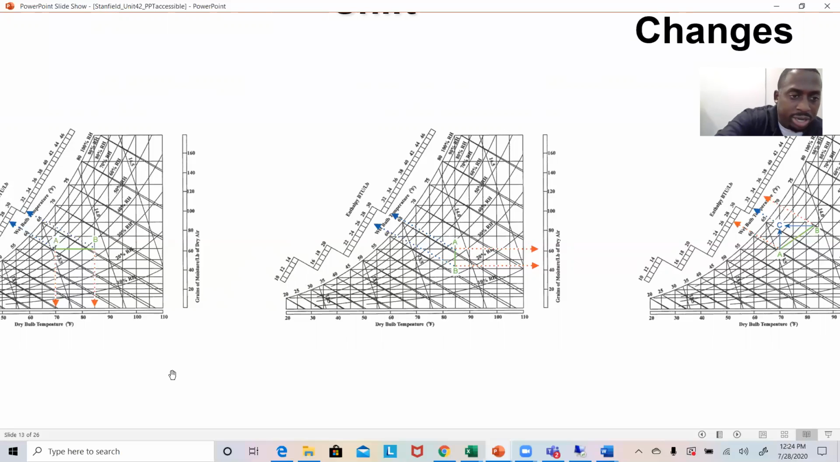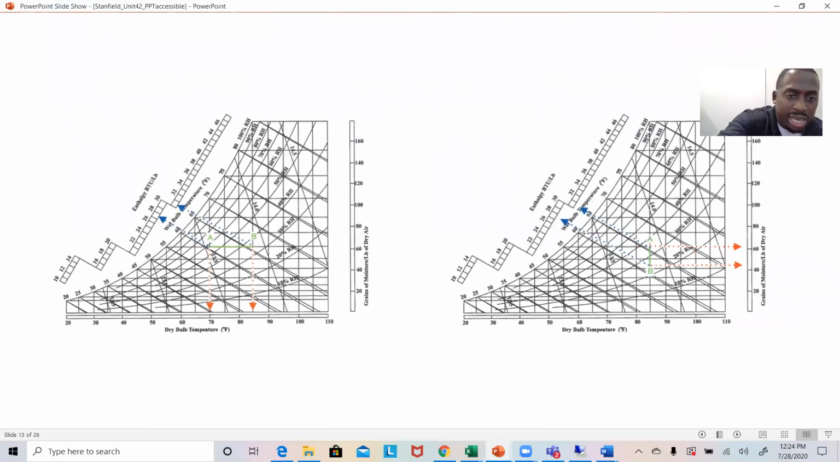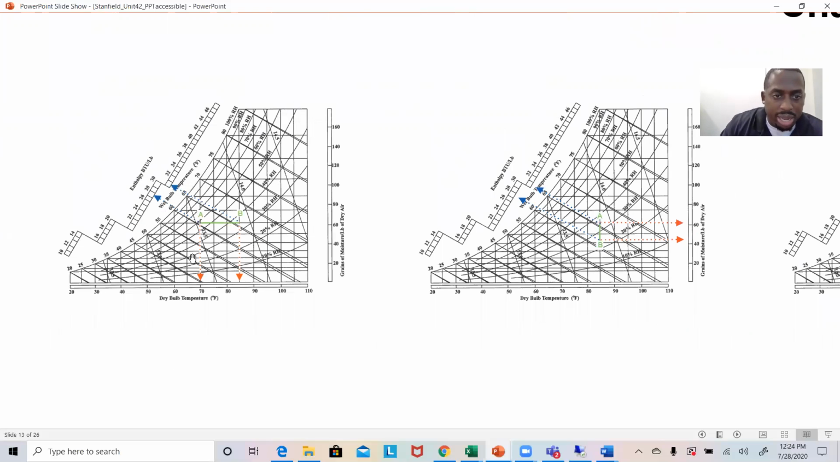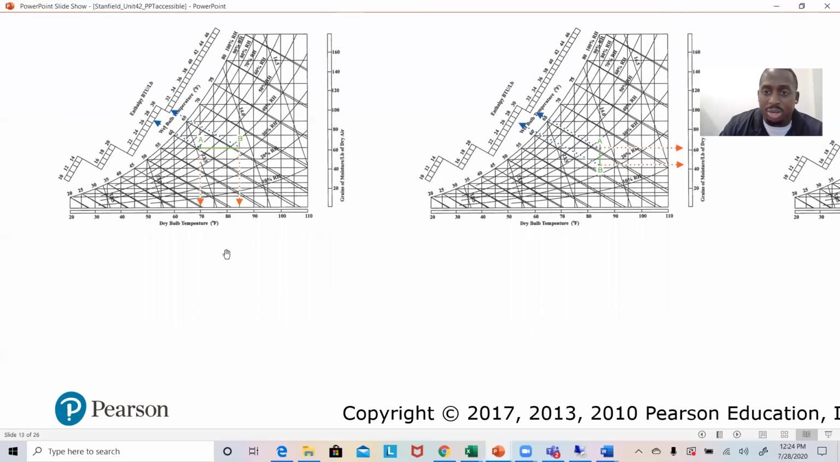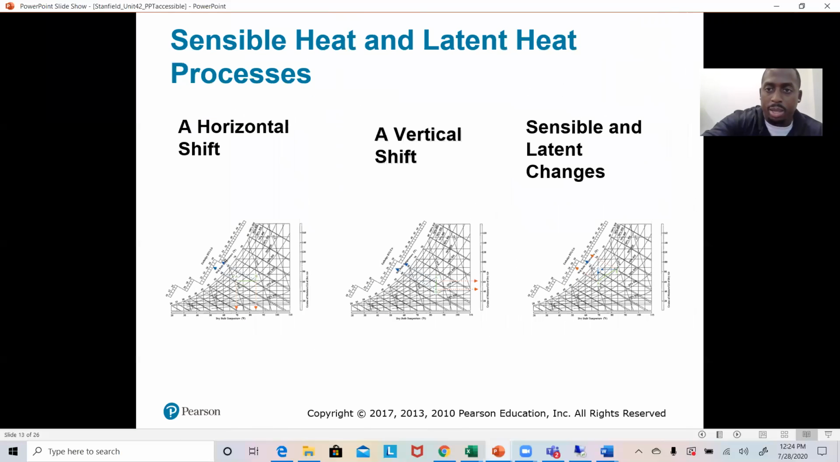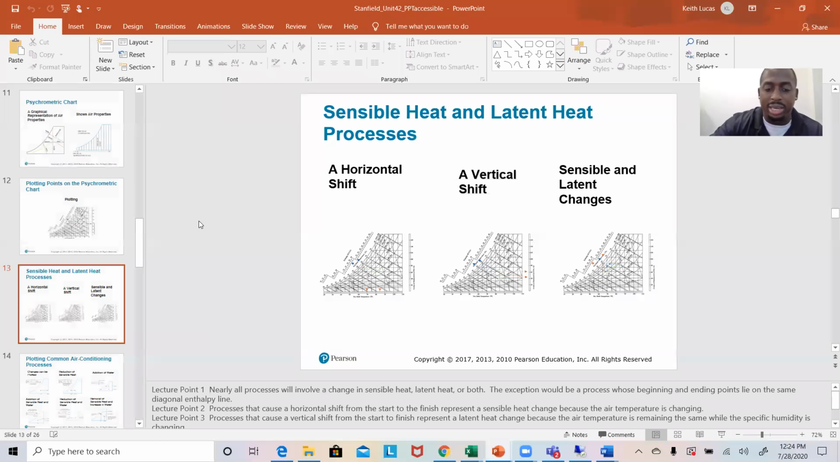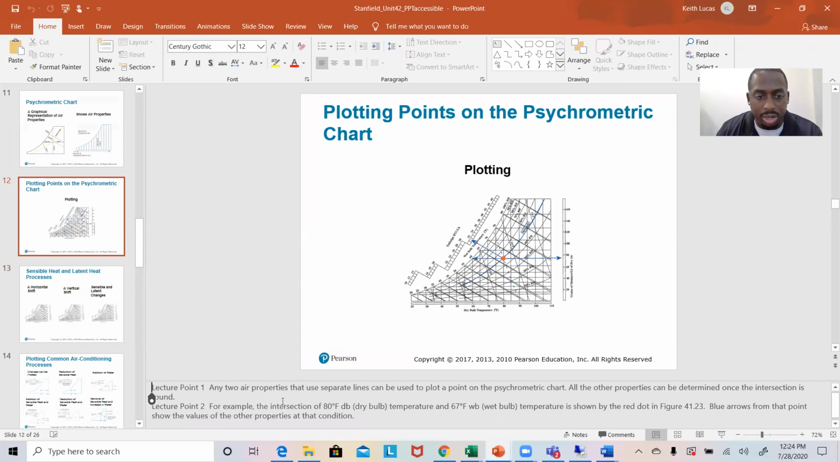And then if we go over here, we have a horizontal change. From point A to point B, this is a sensible change. We just went from 70 degrees to 85 degrees. So this process is heat. Somebody just turned the heat on. So those are the ways that you can map out certain processes on the psychrometric chart.